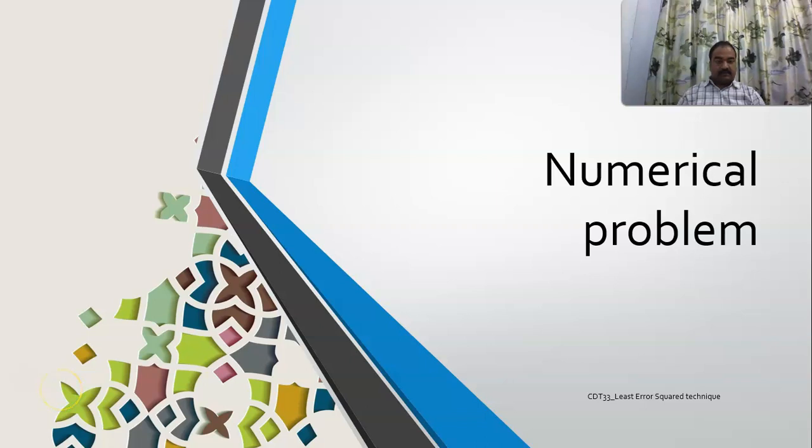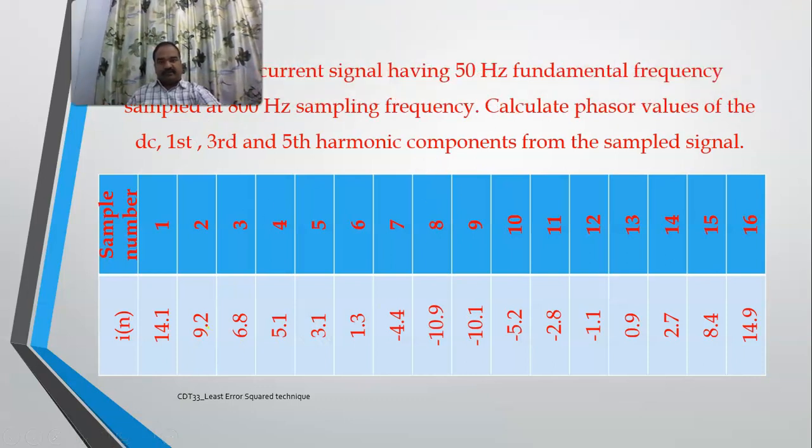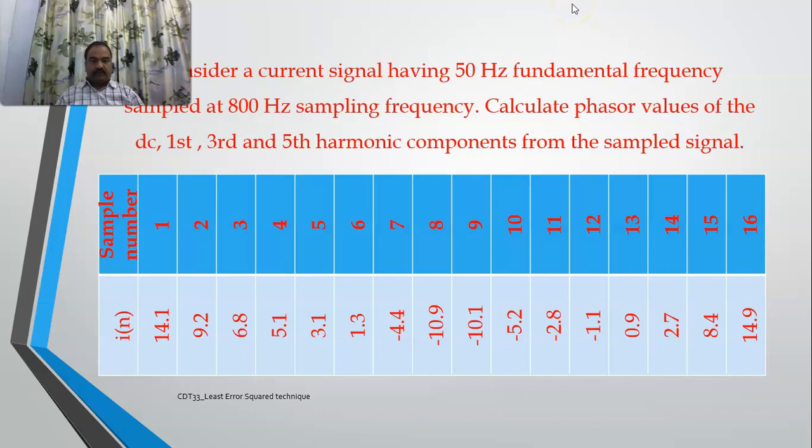Good morning. In this lecture we will discuss a problem on the least error square technique, which we discussed in our last lecture. Now this is the data which has been given for you. Consider a current signal having 50 Hz fundamental frequency, sampled at 800 Hz sampling frequency.